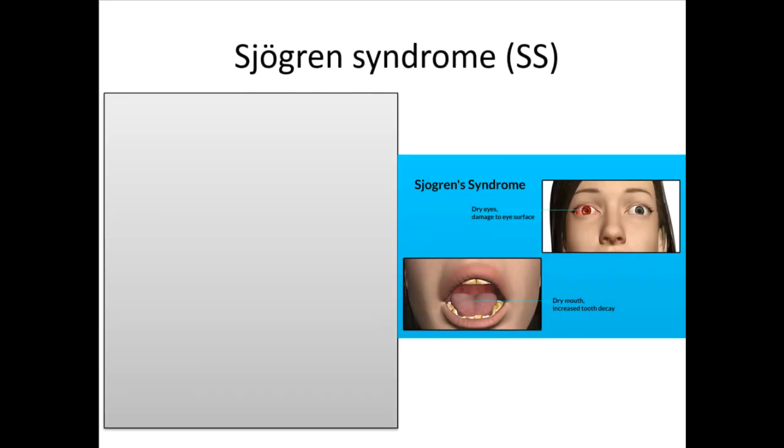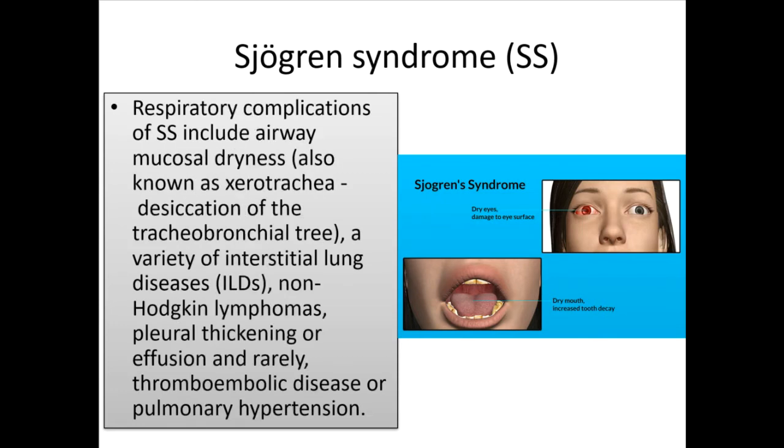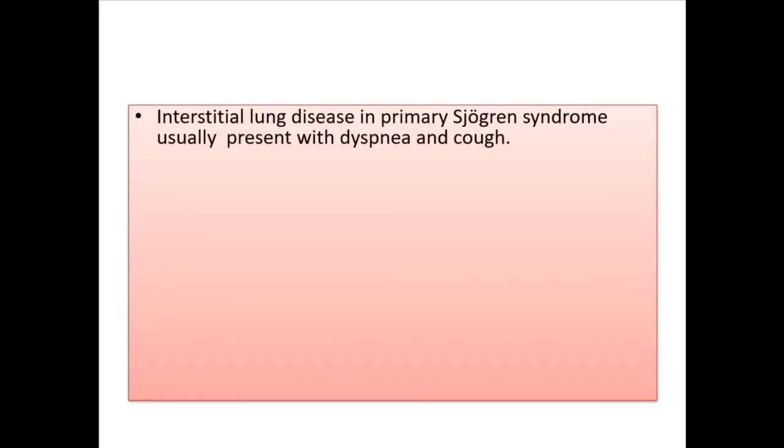Sjögren syndrome, SS. Respiratory complications of SS include airway mucosal dryness, also known as xerotrachea, desiccation of the tracheobronchial tree, a variety of interstitial lung diseases, ILDs, non-Hodgkin lymphomas, pleural thickening or effusion, and rarely, thromboembolic disease or pulmonary hypertension. Interstitial lung disease in primary Sjögren syndrome usually presents with dyspnea and cough.